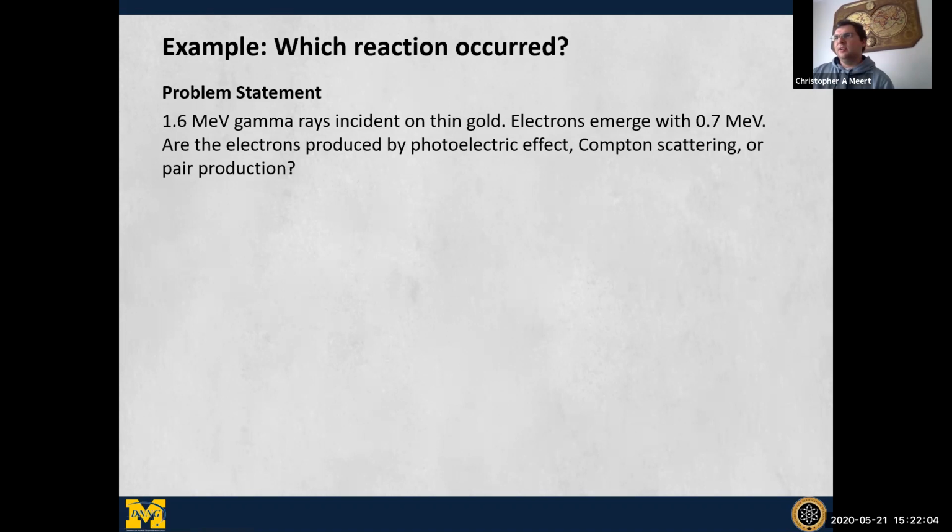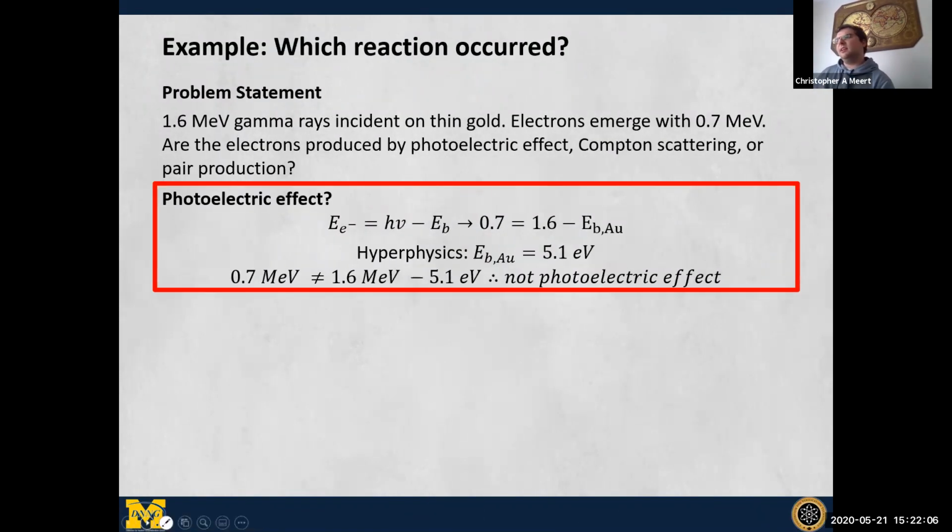So we can start with the photoelectric effect. Again, we work with the previous equation that I had shown, and we know the energy of the electron, 0.7 MeV. We have the energy of the incident gamma ray, and we know the binding energy, which we can look up from various resources online. If we plug in those values, you do not see a match. Because this statement does not hold true, we know that the photoelectric effect did not cause this reaction.